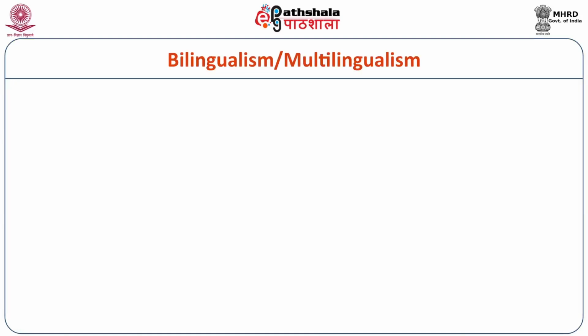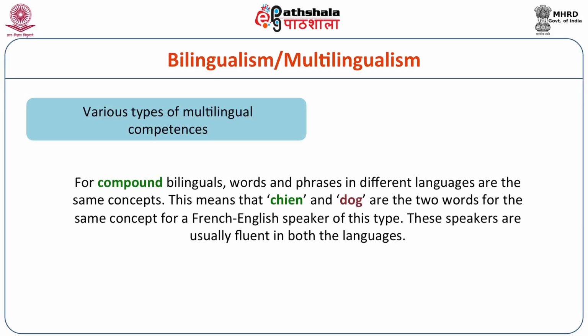After being bilingual, another term is multilingualism. Now, multi, as the word denotes, means more than two. For compound bilinguals, words and phrases in different languages are the same concepts. That means that chien and dog are two words for the same concept for a French-English speaker of this type. These speakers are usually fluent in both the languages.